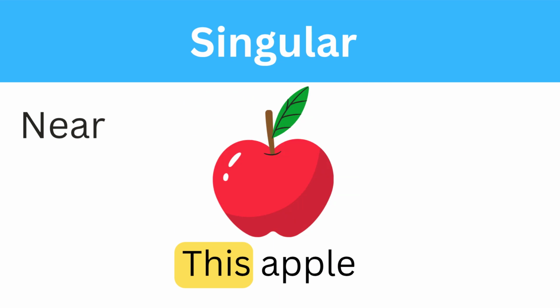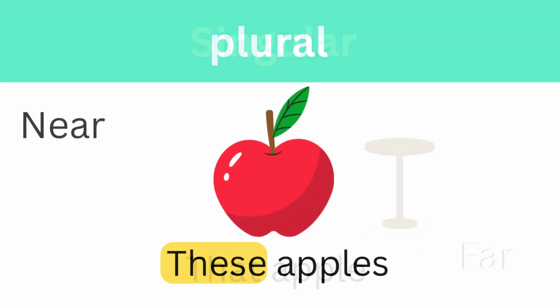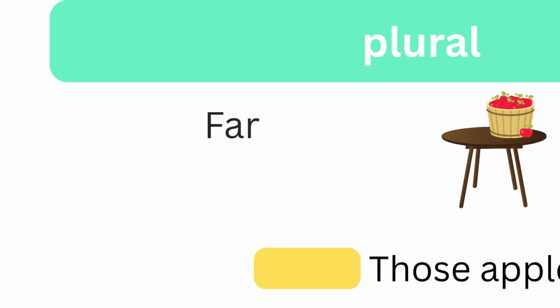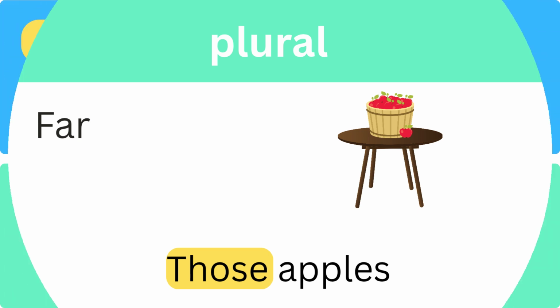This is singular, this apple. That is singular, that apple. These is plural, these apples. Those is plural, those apples.